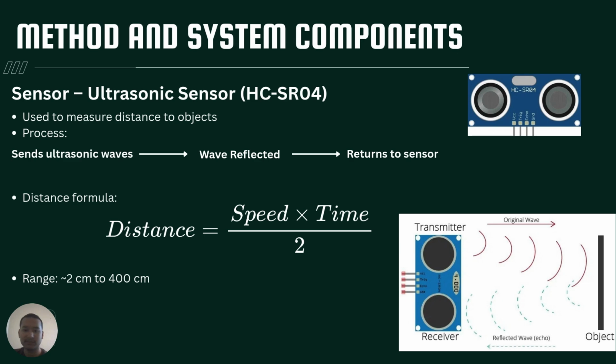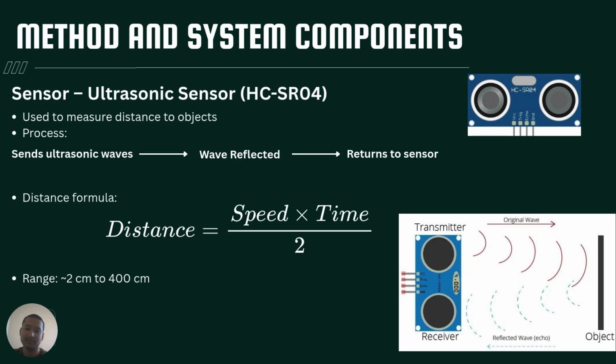So the main sensing component used in our system is the HC-SR04 ultrasonic sensor. This sensor is used to measure the distance between the sensor and the objects. The working principle is fairly simple. First, the ultrasonic sensor sends high-frequency sound waves towards an object. When the sound waves hit an object, they're reflected back to the sensor as an echo. So the sensor measures the time taken for the sound wave to travel to that object and return back. So the distance equals speed multiplied by time divided by 2.